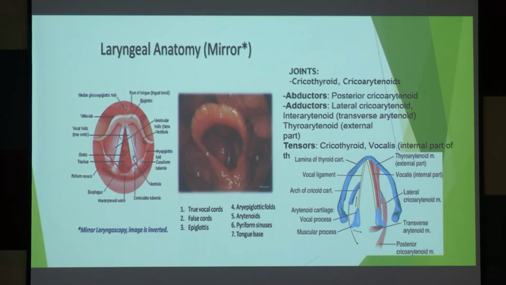Okay. And in a nutshell, what are the abductors? There is only one abductor, posterior cricoarytenoid. If it gets paralyzed, the patient will have what? Abduction will not be there. So, what will be the vocal cord position?